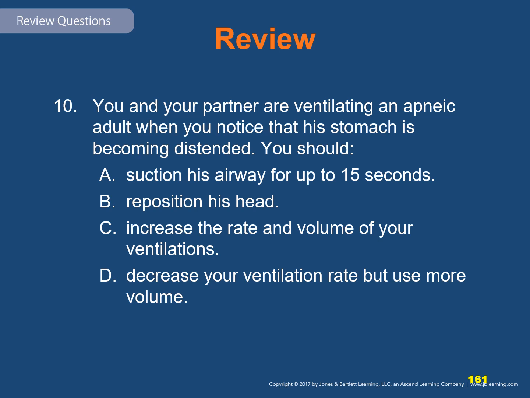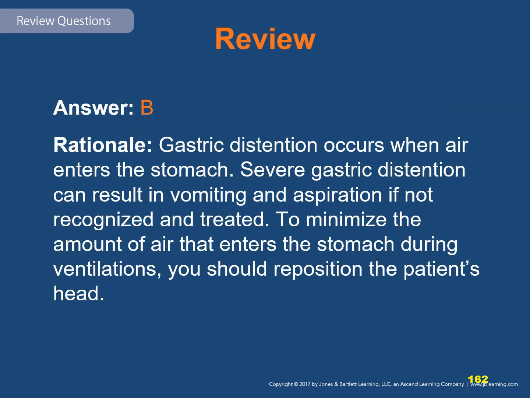But think about this. We talked about the physiology at the very beginning of this chapter. The airway sits in front of the esophagus and is lower. The entrance of the airway is lower than that of the esophagus. So why are they getting gastric distension? You should now be able to figure out the answer. And it is B. Gastric distension occurs when air enters the stomach.